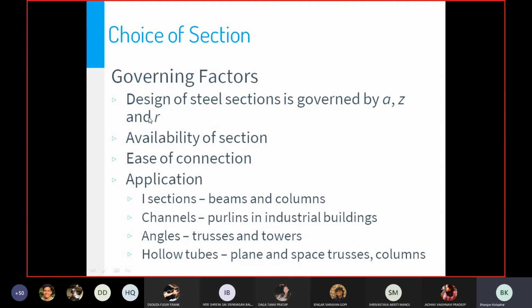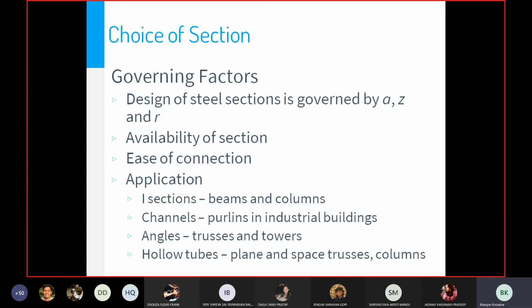Heard of this term before? In school, radius of gyration. We look at what these mean and what they signify. Just hold on that thought for a moment. Obviously, the other factor is availability of section. Now there are hundreds of sections that the code gives, but not everything is manufactured because not everything is used. So it is always best to talk to a manufacturer and try to understand what types of sections he manufactures, and then you start really putting sections in drawings.